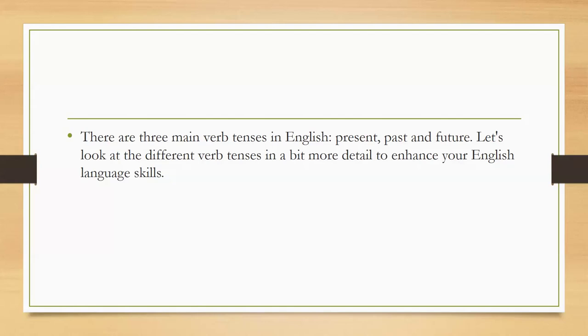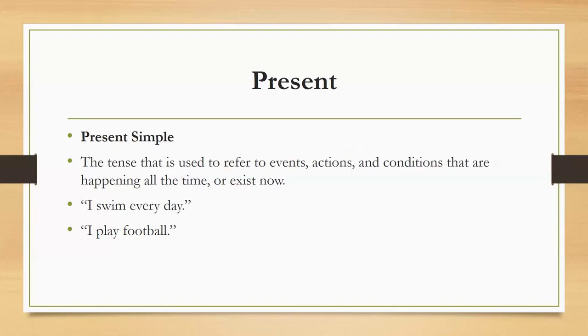So, a tense is used to describe a verb in relation to time. Remember, a verb is an action word, a word that describes an action. In the simplest form, there are three main tenses in English. We have the present tense, the past tense, and the future tense. And we're going to look at each of them in detail.